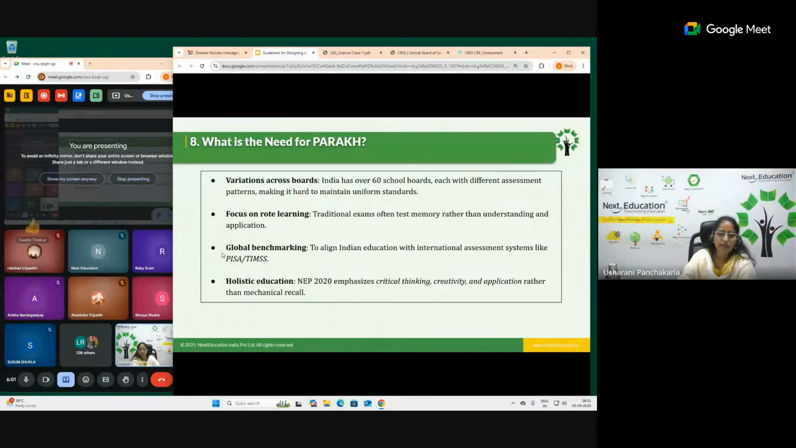Now, the next one is global benchmarking, to align Indian education with international assessment systems like PISA and TIMSS. As I said last time also, the sample questions I have shown you are very much like those in international assessment papers, the Program for International Student Assessment and Trends in International Mathematics and Science Study. You would be able to see the same set of questions being incorporated into our present assessments. And holistic education emphasizes critical thinking, creativity and application rather than rote learning.